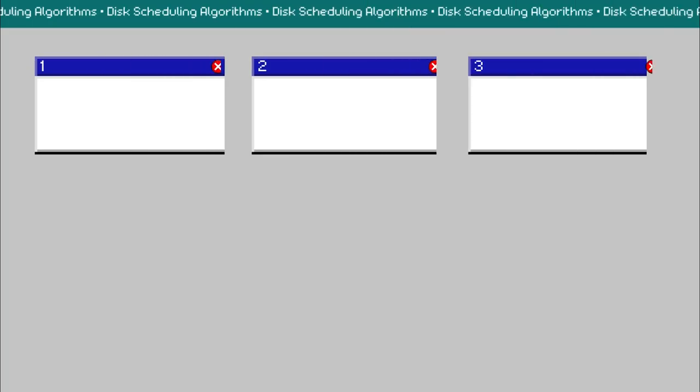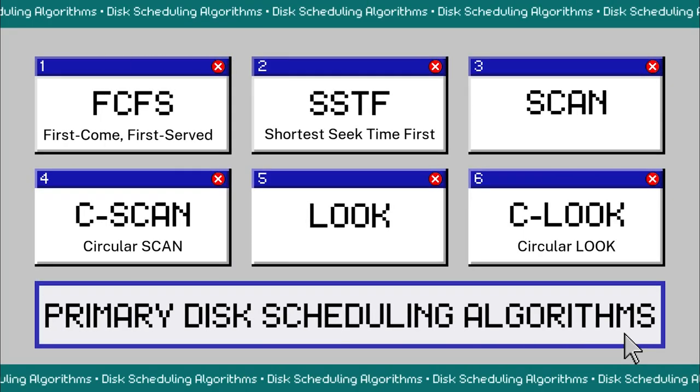There are 6 primary disk scheduling algorithms. First come, first serve, shortest seek time first, the scan algorithm, the circular scan algorithm, look algorithm, the circular look algorithm. Each algorithm has its unique approach to organizing disk requests. Let's go through them along with some examples.